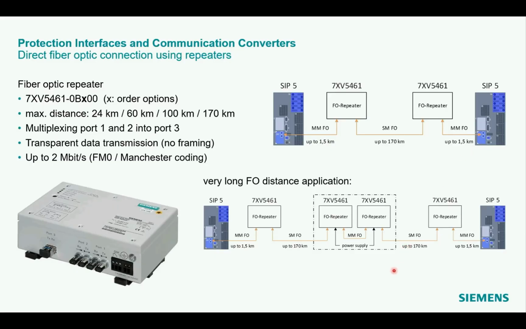For very long distances, the fiber optic repeater can even be cascaded, as shown in the figure below. But this requires that there is a power supply in the middle of the two substations. So up to 3 times 170 kilometer can be realized in such an application. The fiber optic repeater uses a transparent data transmission, so there's no framing, and up to 2 megabits per second data transfer.